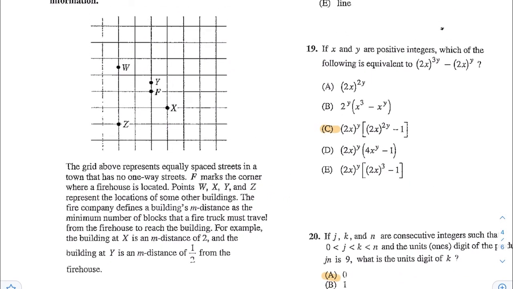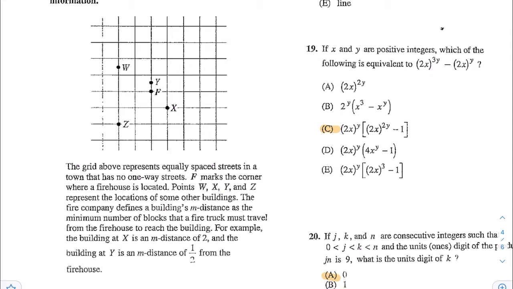All right, so 16 to 18 refers to the following figure and information. The grid above represents equally spaced streets in a town that has no one-way street. F marks the corner where a firehouse is located. Points W, X, Y, Z represent the location of some of the other buildings. The fire company defines a building's M distance as the minimum number of blocks that a fire truck must travel from the firehouse to reach the building.